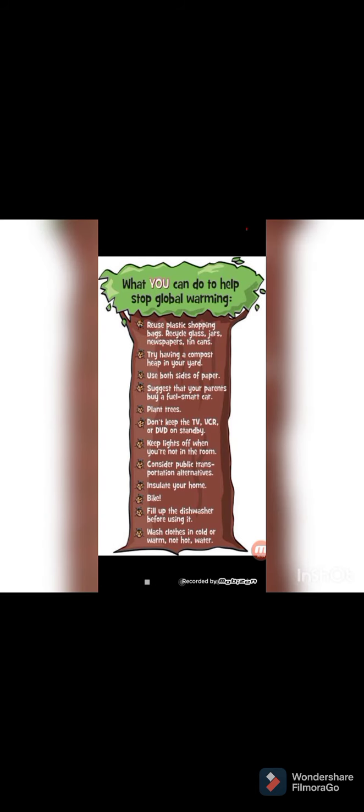These are a few ways by which we can slow down global warming. Reuse plastic shopping bags. Recycle glass, yards, newspapers, tin cans. Try having a compost heap in your yard. Use both sides of paper. Suggest that your parents buy a fuel-smart car. Plant more and more trees.